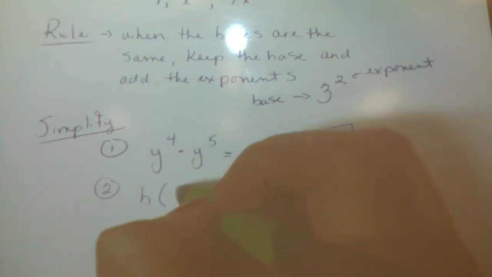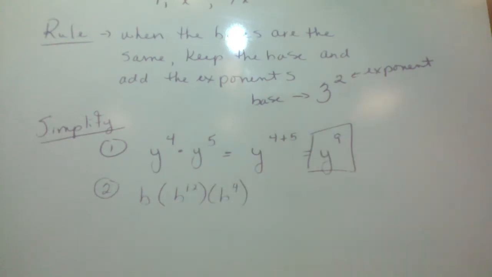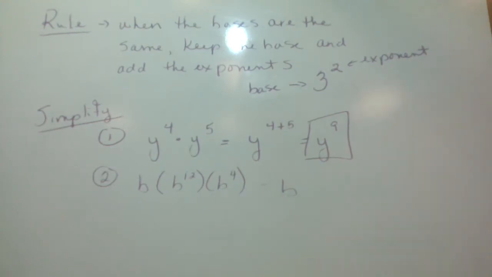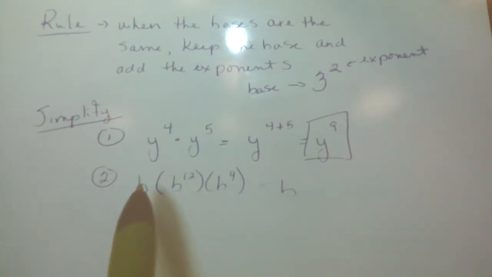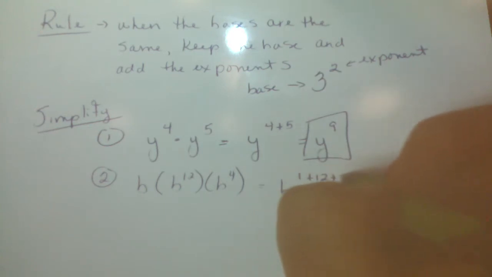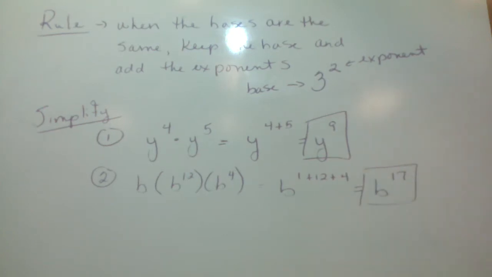Let's take a look at number 2. I've got b times b to the 12th times b to the 4th. Again, all the bases are the same. It's b. So I'm going to keep the base and add the exponents. Now this first b here, if you notice there's no exponent there. That means there really is one, you just don't see it, it's a 1. So I'm going to do 1 plus 12 plus 4. When I add that up, that's giving me 17. So b to the 17th.